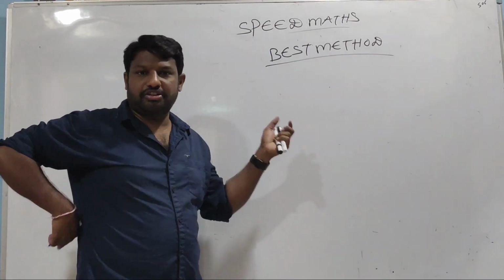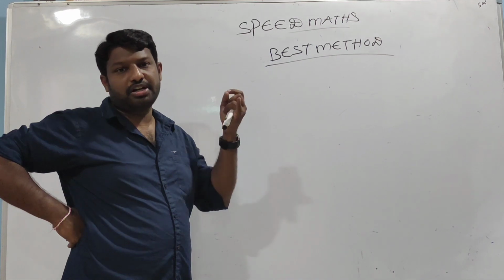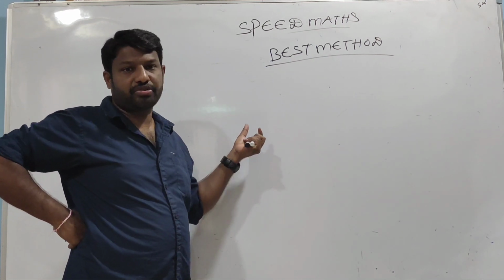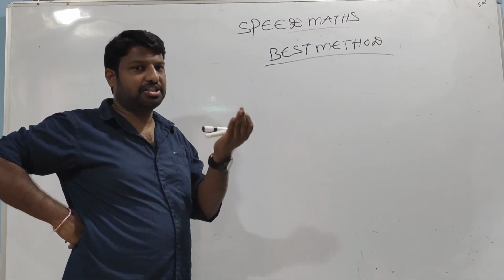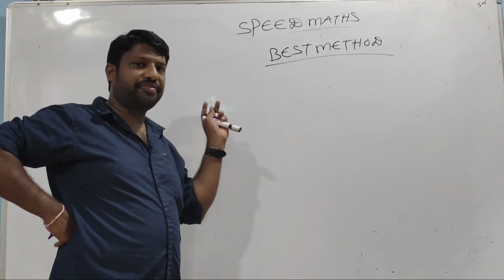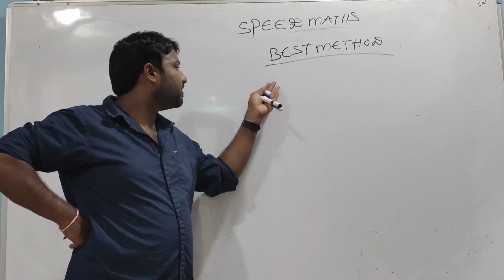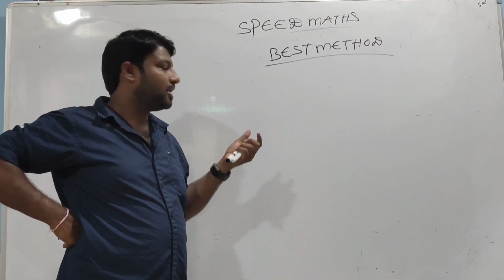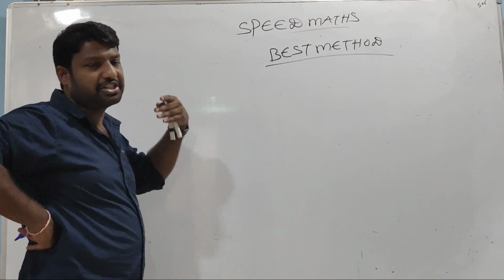Till now we have seen so many methods. First, how to multiply with 11, 99, 999, 111. Numbers ending with unit digit 5 have a different system. Or numbers where the sum of the last digits is 10 and the preceding digits are the same. Like this we have seen different methods.